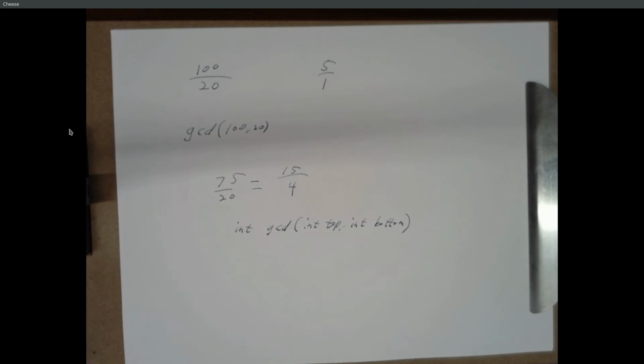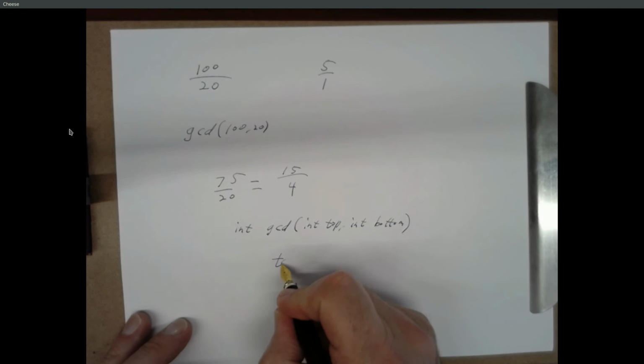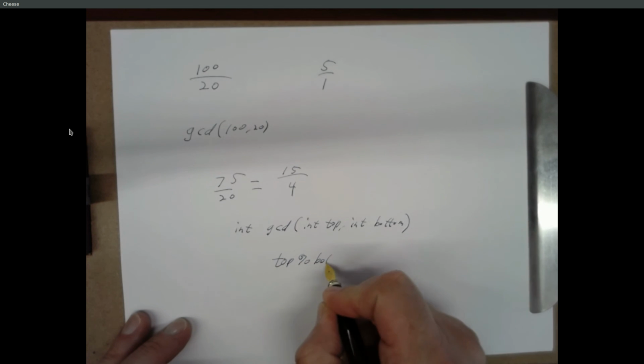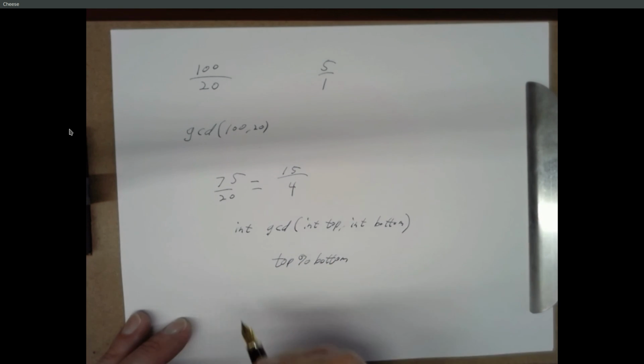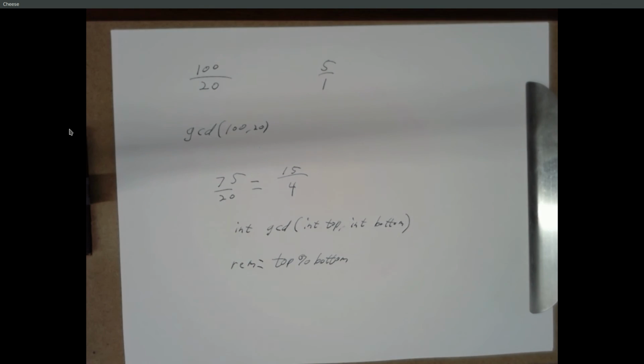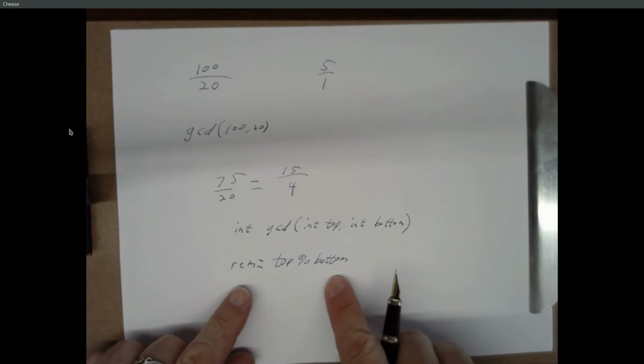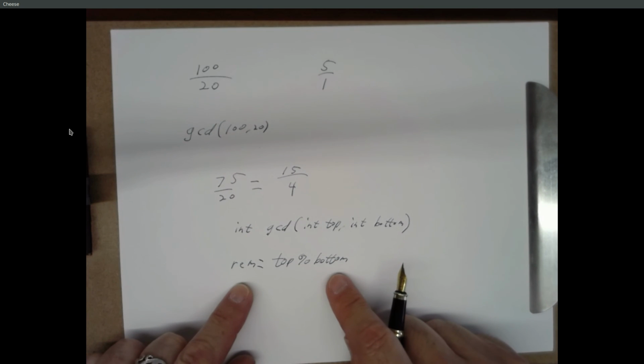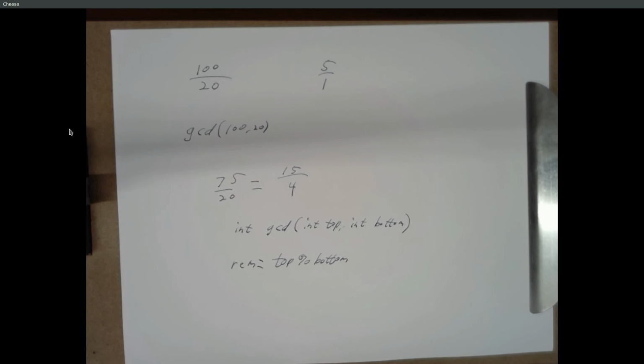So find the GCD of two numbers, top and bottom. We can use percent for modulus. That's the remainder when you divide the top by the bottom. Now you just need to find the GCD of bottom and remainder, and keep doing that until the remainder is 0. Then the last bottom you had is the greatest common factor. You can do it recursively, but you can also do it with just a loop.